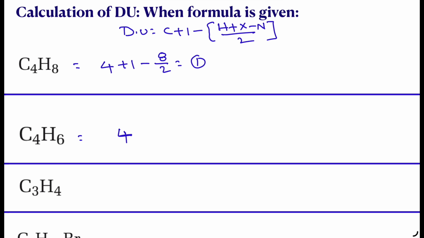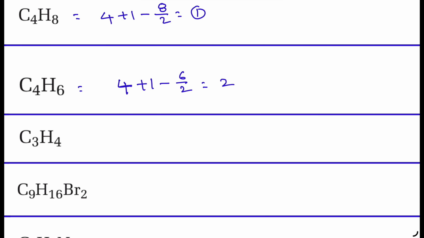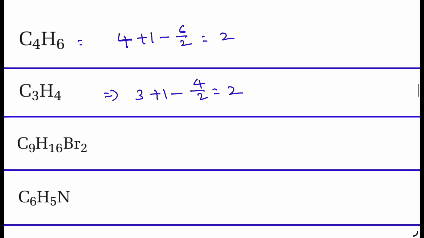C4H6, number of carbons 4 plus 1, number of hydrogens 6 by 2. So 5 minus 3, degree of unsaturation is 2. C3H4, number of carbons 3 plus 1 minus 4 by 2. So 4 minus 2, again degree of unsaturation is 2. So this is 4 minus 2, right. And be clear, halogens number should be added to hydrogens.